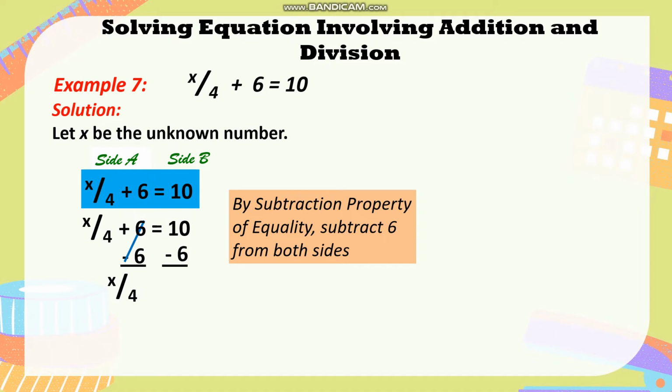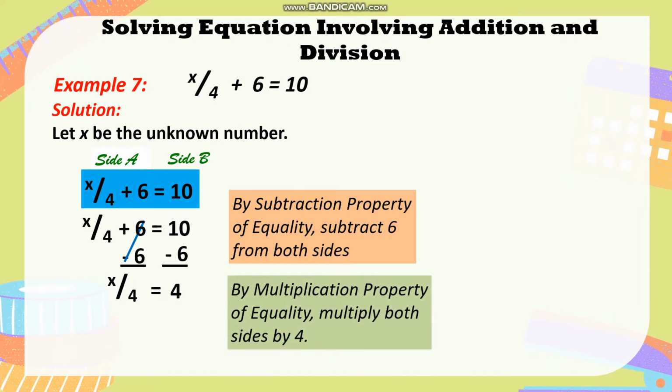I-subtract natin ang side B. 10 minus 6 equals 4. So, ang ating equation ngayon ay x divided by 4 equals 4. Pero kung mapapansin natin, meron pa ring naka-attach na number sa ating variable, which is x. Kaya, kunin ulit natin ang inverse operation ng divided by 4 para ang maiwan ay ang x. Ang opposite ng divided by 4 ay times 4.